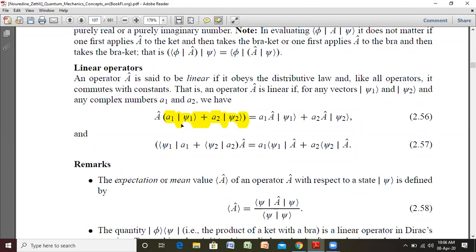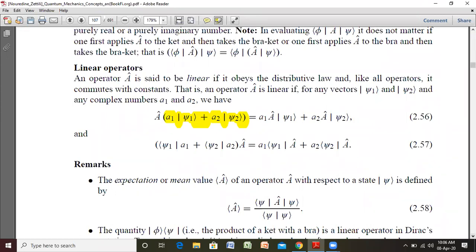When I operate A on this psi, then this operator A distributes itself on the substate psi 1 and substate psi 2. So A is distributed here. So this is called the linearity of an operator. That operator distributes itself in a linear way to each substate psi 1 and psi 2, and if you have further states psi 3, psi 4, then the operator will operate on each substate in sequence. So that is a linear operator.